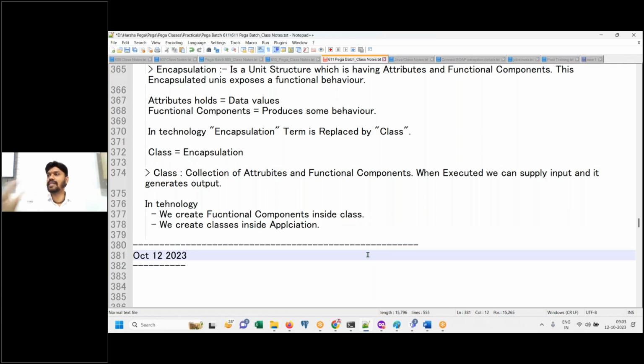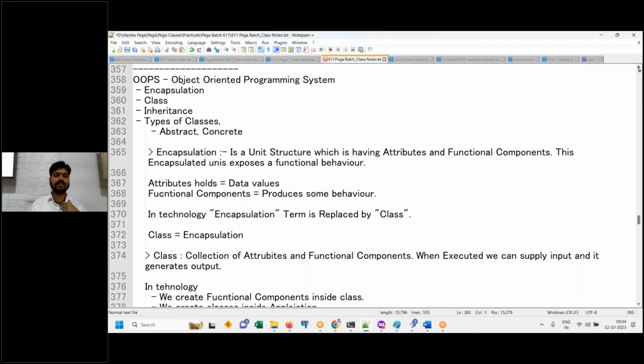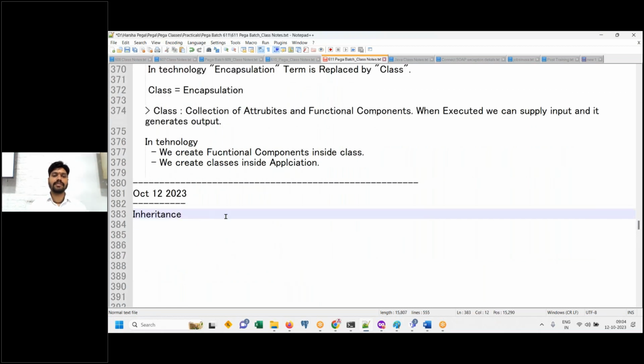Application contains functionalities, but actually not directly. Application contains classes, and classes contain functionality. Class is the ultimate thing, the executable component. If class is not there, nothing is there. So we will continue today with our object-oriented programming concepts. After class, the next topic is the inheritance concept.